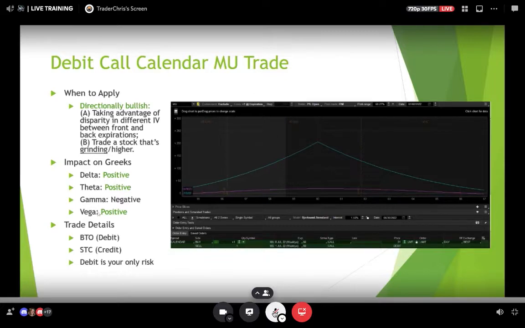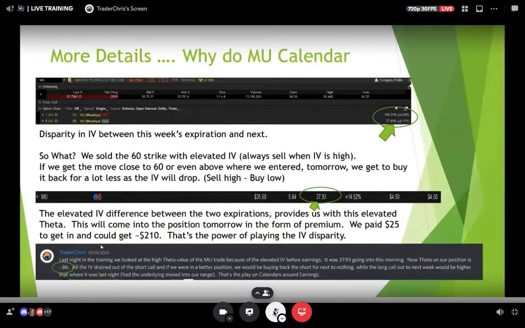Okay? So trade details, you're going to buy to open it, debit. Anytime you hear debit, that's a cost to you. And to close it, you sell to close for credit. And again, whatever you paid to get in, it's all that you have at risk. Even if the stock went to zero, all you have to worry about is what you spent.